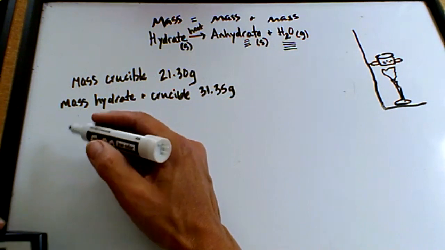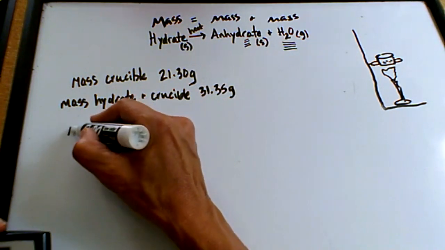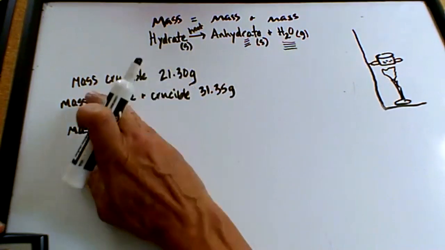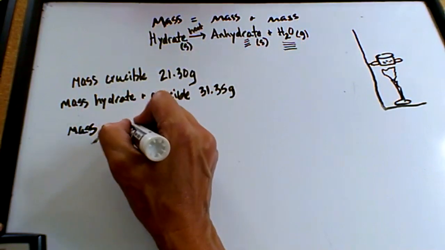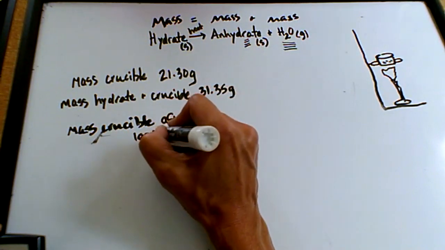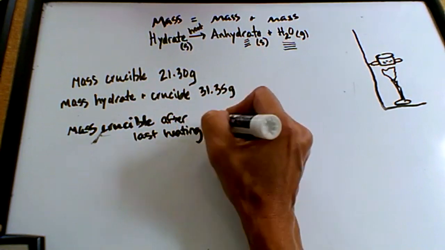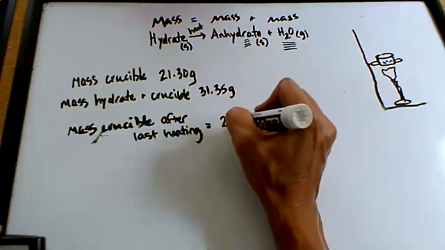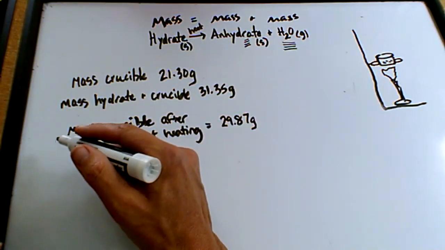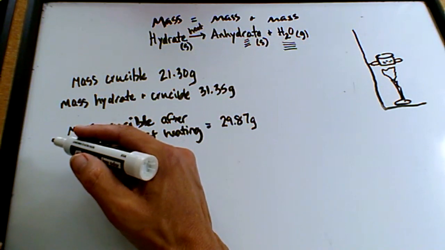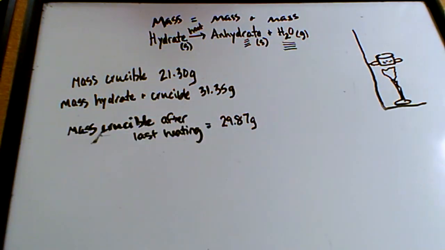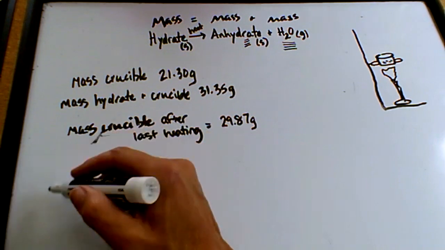So after all these attempts, the mass of the crucible after last heating is found to be 29.87 grams. And the question is, what is the formula of this hydrate? This is a barium chloride hydrate.